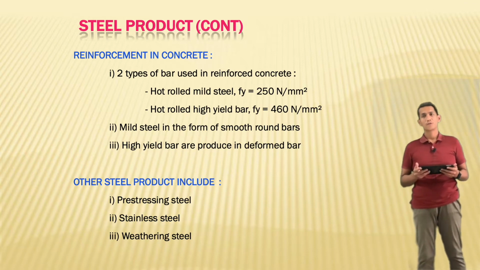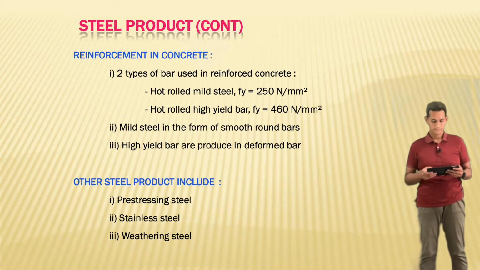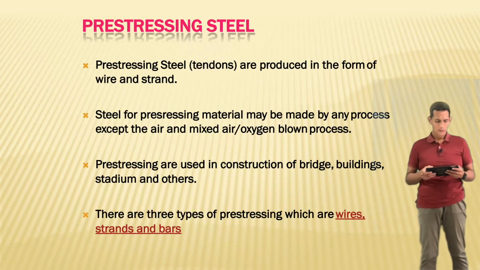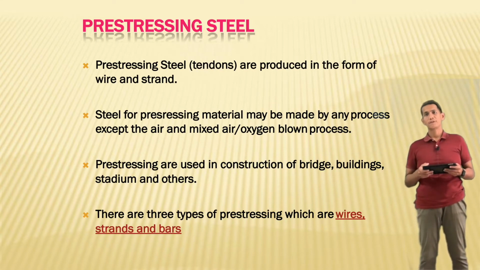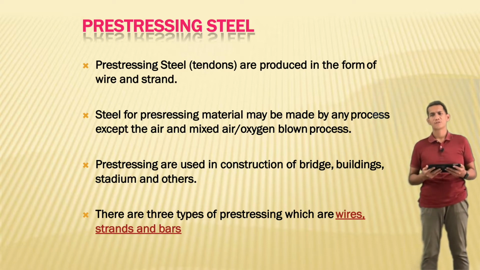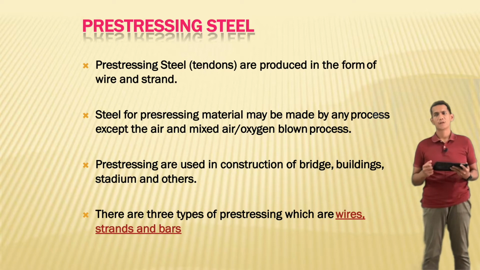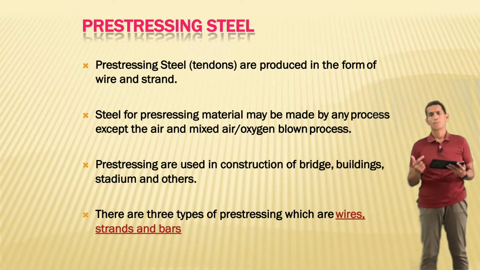Other steel products include pre-stressing steel, stainless steel, and weathering steel. And then we have pre-stressing steel. Pre-stressing steel, or we call it tendons, is produced in the form of wire and strand. Steel for pre-stressing material may be made by any process except the air and mixed air oxygen bloom process. Pre-stressing is used in construction of bridges, buildings, and other types of construction. There are three types of pre-stressing: wires, strand, and bars.